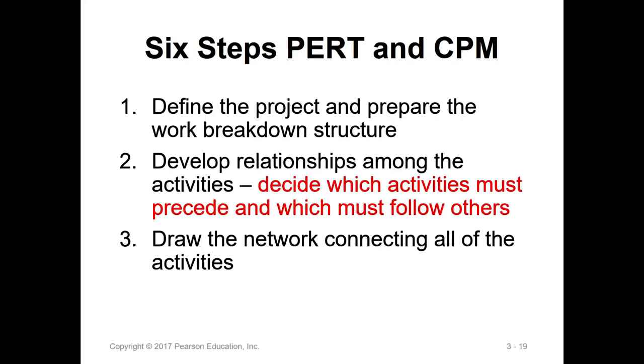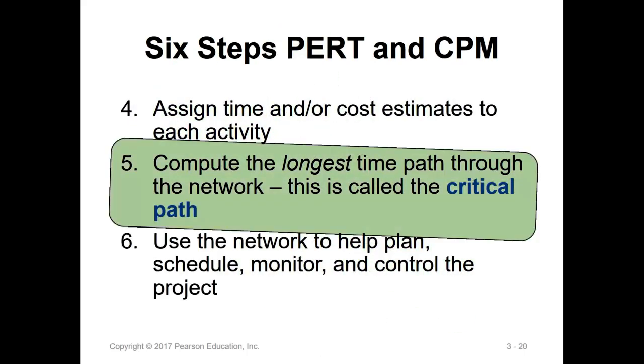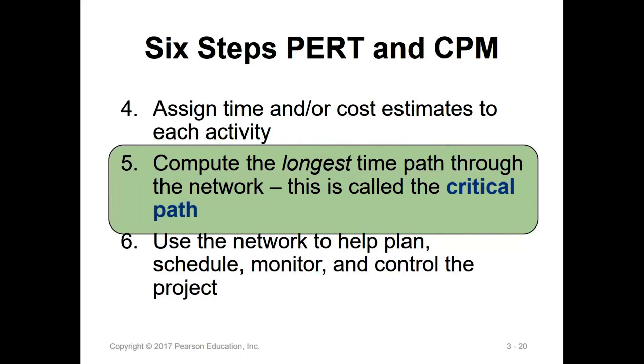So, sequence. With this sequence and the relationships, we can draw the network connecting all the activities together. Now you see a network from start to end. Then we need to assign the time and the cost estimate to each activity. A, B, C, D, how many weeks, how many days you can complete the activity. This one is the critical path, because CPM means critical path method. From the network, we can calculate the longest time. Actually, the critical path is the longest time of the project.